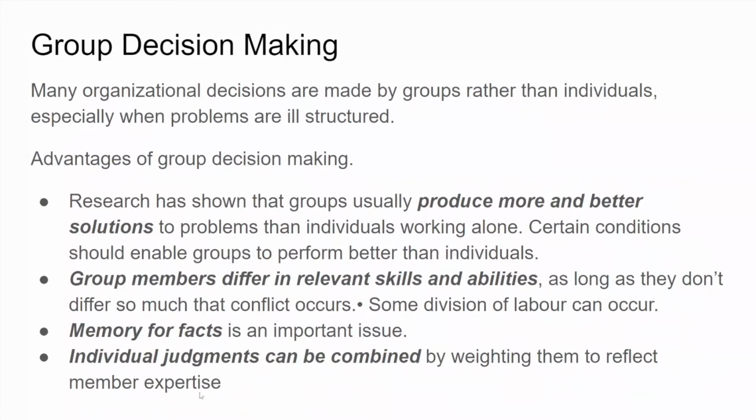The memory for facts. One of the things that a group does is it has something called a collective wisdom. And the collective wisdom comes by the fact that some of the group members have been there longer than others. They have a longer term memory, a corporate memory it's called, of what worked before, what didn't work before, what's been tried, what's not been tried. And the memory for all of these facts helps, again, influence the decision making in the present and affect the quality of it. And individual judgments are obviously combined and weighted to reflect the expertise.